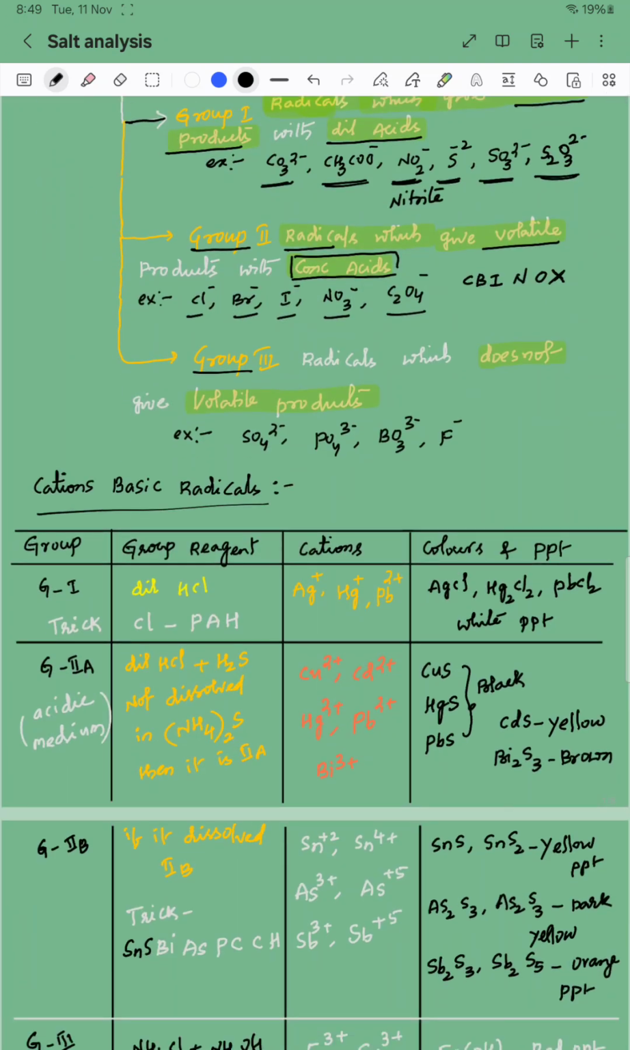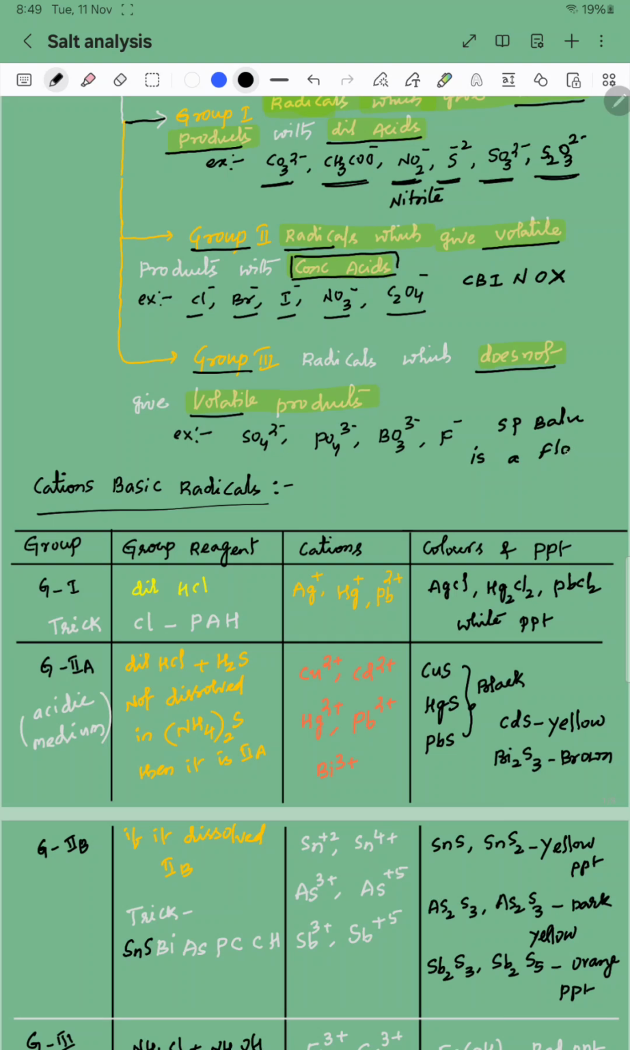Next, group 3 radicals, students. The radicals which do not give volatile products, right? So remember as SP Balu, a folk singer.